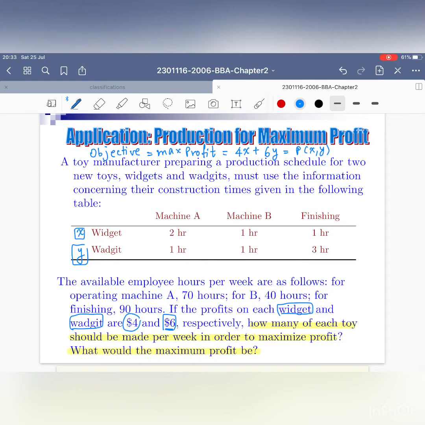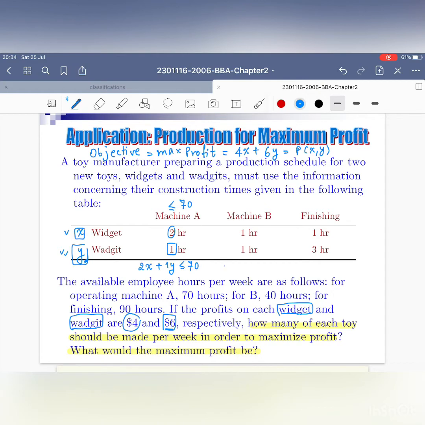Because your machine A cannot operate beyond 70 hours, to produce 1 unit of your first product you are going to operate A for 2 hours. If you produce X products, you are going to use 2X hours. The same thing occurs for your second product: 1 unit will use machine A for 1 hour, so Y units will use machine A for Y hours, and together it cannot go beyond 70.